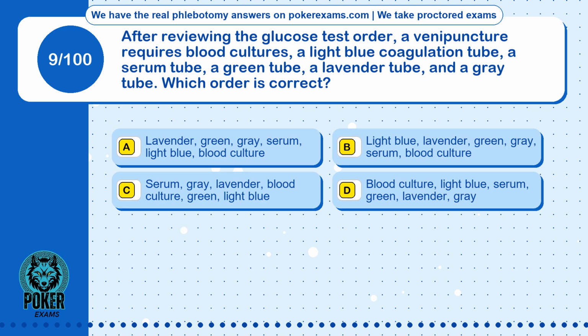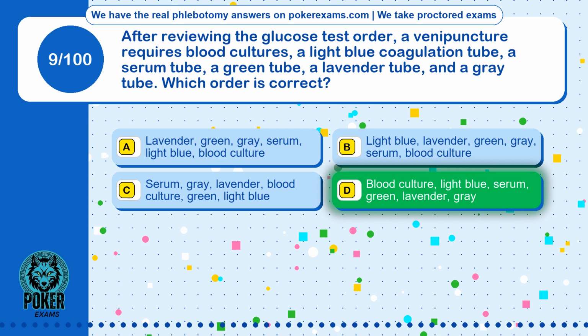Option C, serum, gray, lavender, blood culture, green, light blue. Option D, blood culture, light blue, serum, green, lavender, gray. The correct answer is option D. Blood culture, light blue, serum, green, lavender, gray.